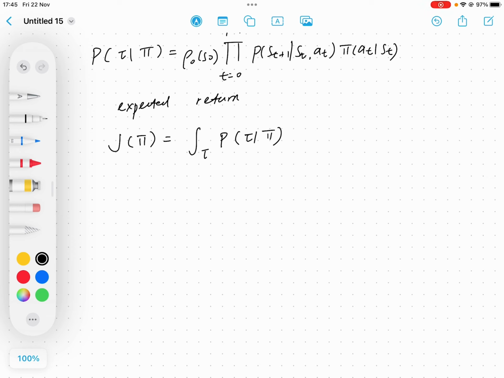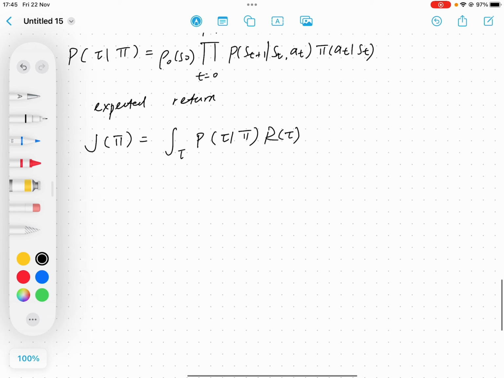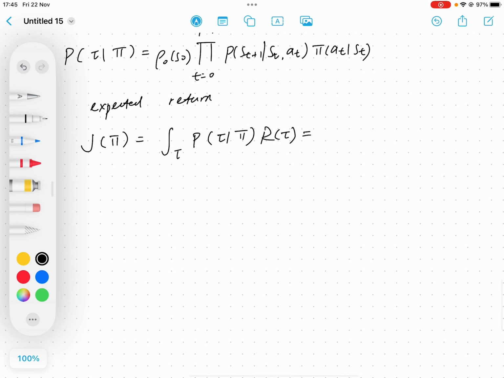Okay, this is the distribution for this tau, right? So the return will be R(tau), and the expected return is just the expectation over tau, which is distributed according to this pi. That gives the expected return, J(pi), right?